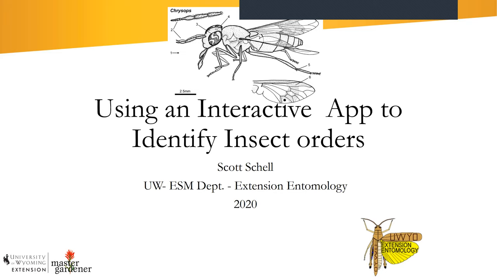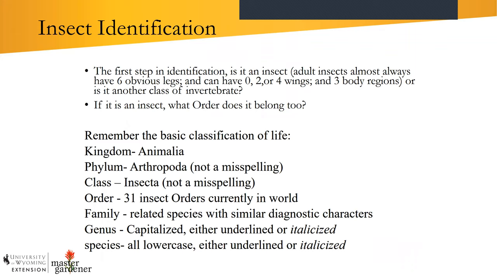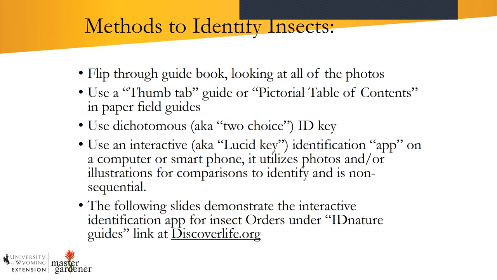Okay, sounds good. I wanted to tell you about a newer method of identifying insects tonight. It's called an interactive app, or in many cases, a Lucid app, because the software company that first developed it is Lucid. I've already talked somewhat about the diagnostic characters of an insect. One of the first things you have to do is make sure that what you're trying to identify is an insect, to make sure that your key will work for it. I don't need to go through all this again. I think we'll just skip right to how to use the Lucid key and what the alternatives are.